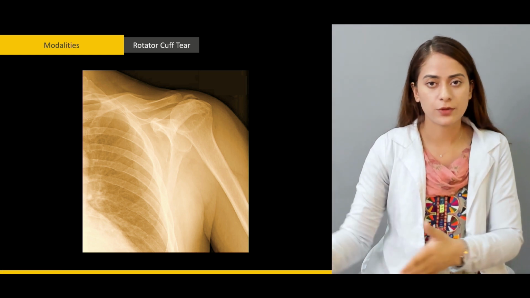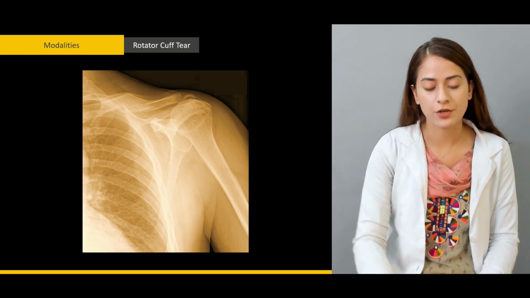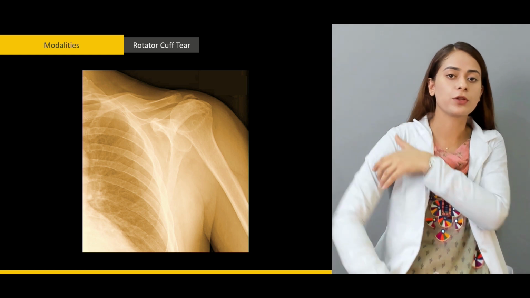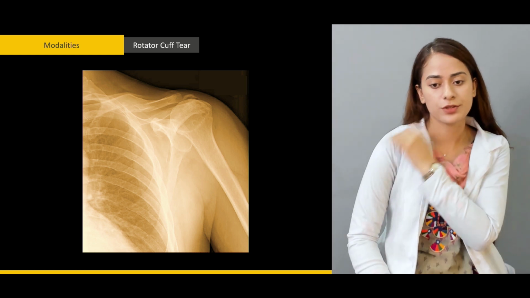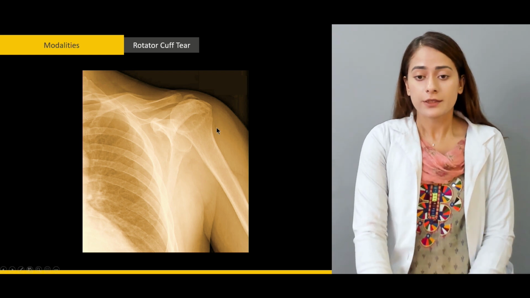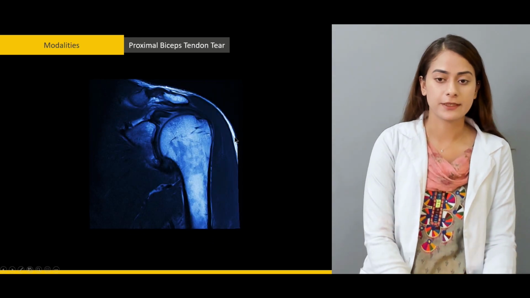So the function of deltoid is to internally rotate and flex the arm, but that's the direction in which the deltoid is pulling. So there is a diagonal pull of the humerus in this direction that is visible in this radiograph as well. Then we have proximal bicep tendon tear.